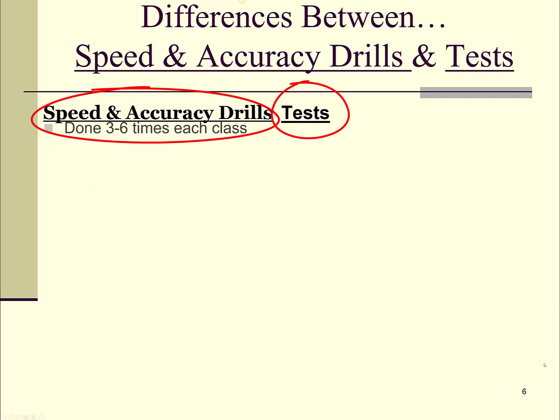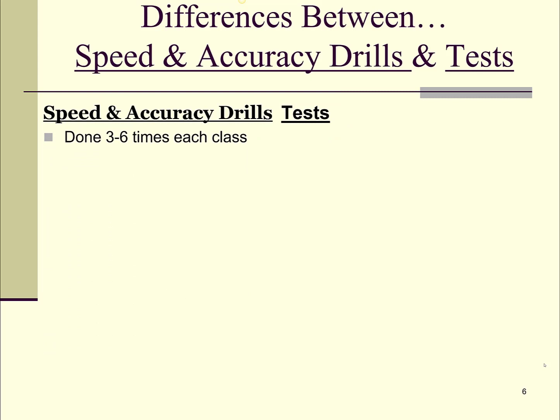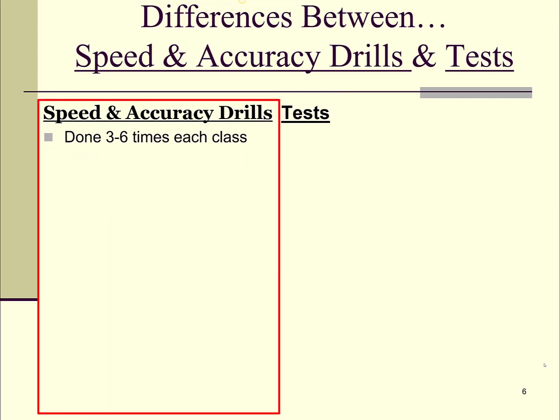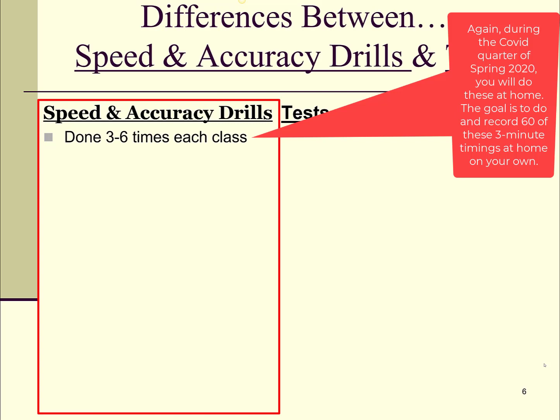So a lot of students at this point have a question about, well, what the heck's the difference between these timings, speed and accuracy drills, and tests? Well, we'll discuss that now. Speed and accuracy drills are done 3 to 6 times each class. The goal is to get a minimum of 60 for the quarter. These drills use your calculator where you're adding as fast as you can, it's just addition only.